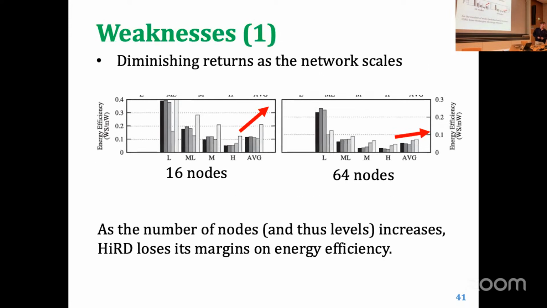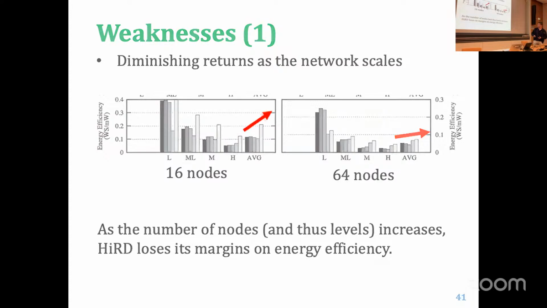But it also has some weaknesses. So if we look at the scaling of the network, when the network gets bigger, it starts to lose its advantage against the baseline. It is still better, it still has a higher energy efficiency, but not as much as when the network is just 16 nodes big. So I think this is a kind of a disadvantage, because it shares the same weakness that a single ring has in this regard.